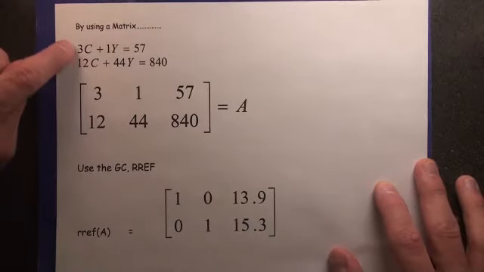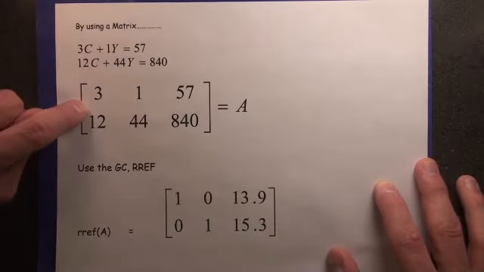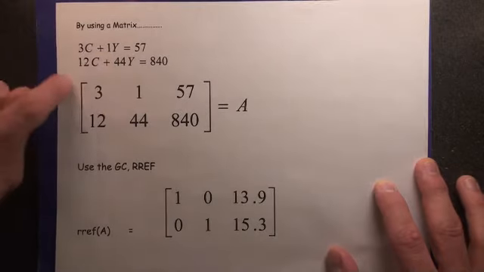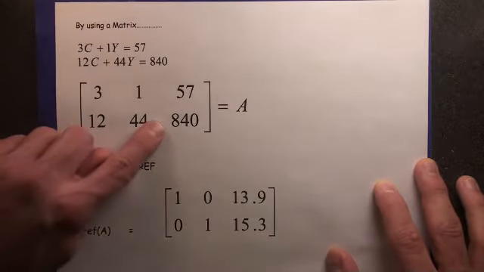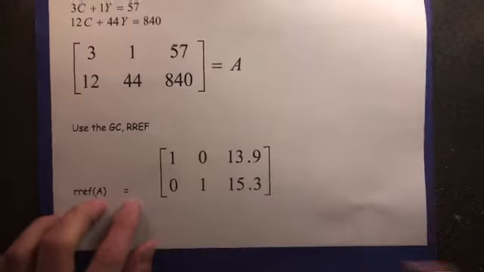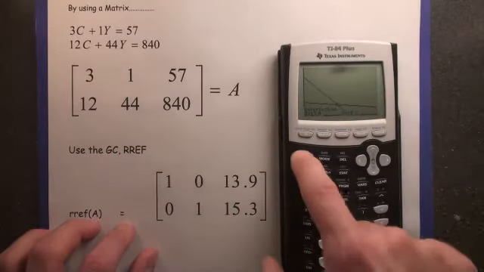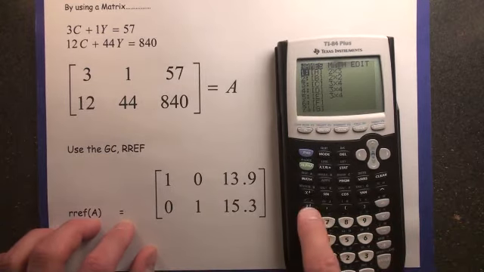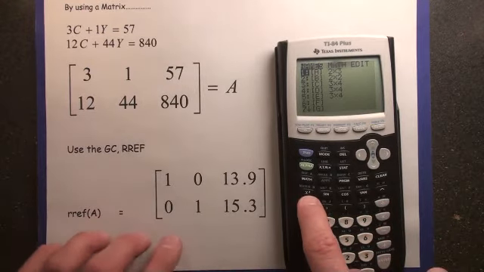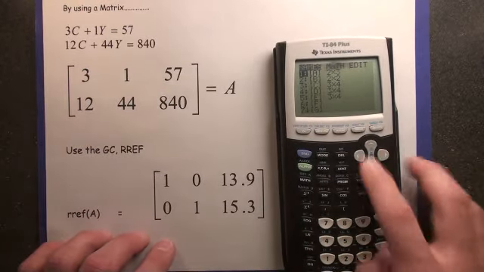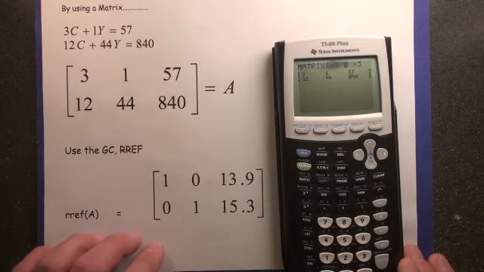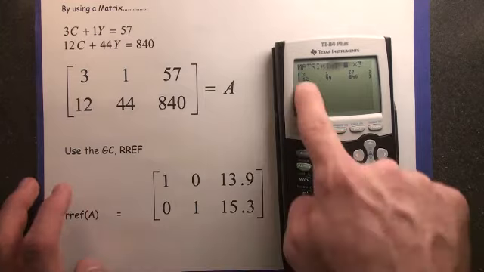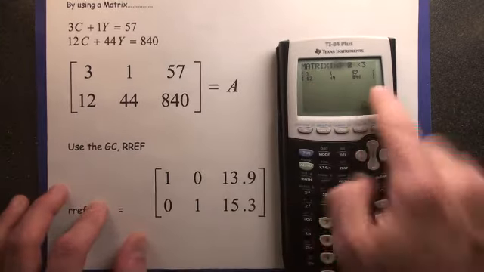If we just change our system of equations into a matrix, notice how the c's and y's have to be lined up. You got your coefficients 3, 1, 57, 12, 44, 840. We're going to call this matrix A. Now the way you do that is you press the matrix button, which is right above the x inverse. Now we're going to edit. So you go over to edit there, press enter. We go down to matrix A. We do a 2 by 3. Okay? And you just plug in 3, 1, 57, 12, 44, 840.